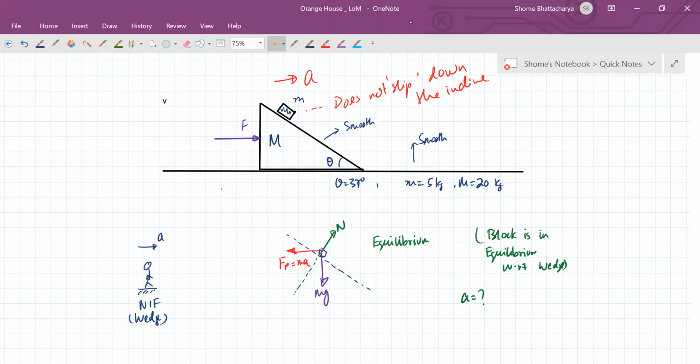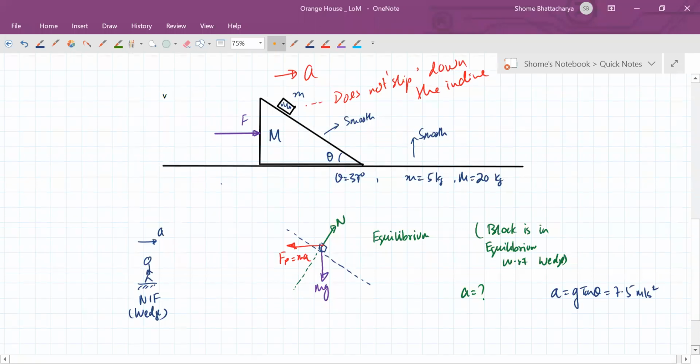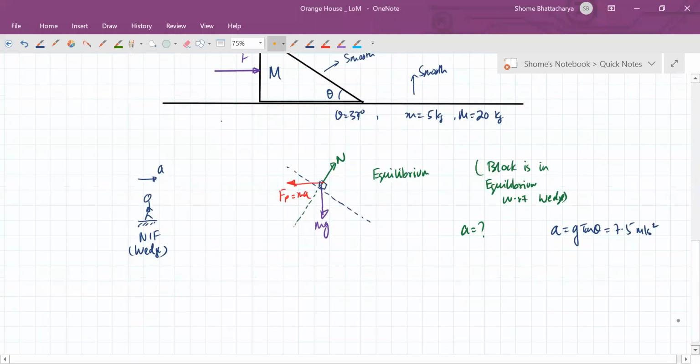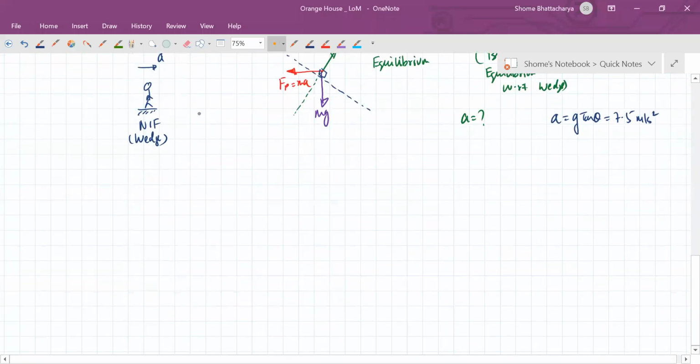So anyone got the answer for A? Yeah, that's correct, 7.5. So you should be getting the answer for A as g tan theta, or in this case 7.5 meters per second square. So see how that will be happening.